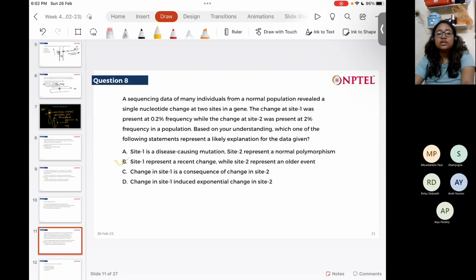Since we are not given anything about the phenotype of the individuals, do we know if they are diseased or normal? Also, we are not given any relationship between these two types of changes. We don't know whether one is a consequence or the cause of the other, or how a change in one is causing the change in the other. That's why all the other three options are not correct. B is the correct answer. Is that clear now?